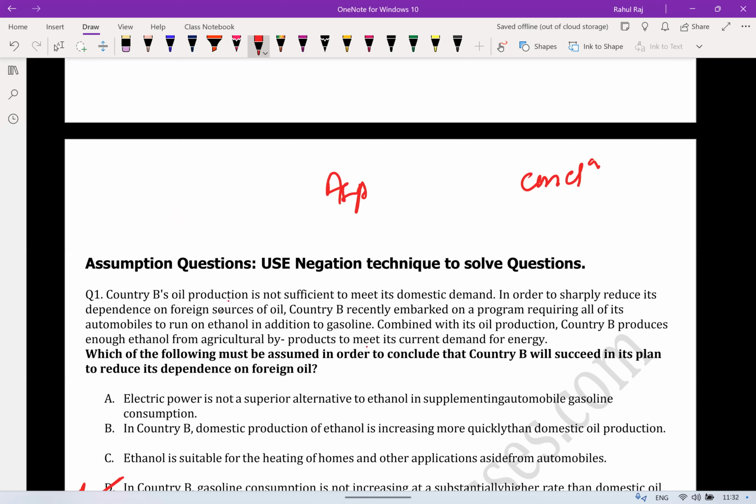Assumptions always support the conclusion. Now, this is a fact over here. So assumptions, what we have read, that it always supports the conclusion.